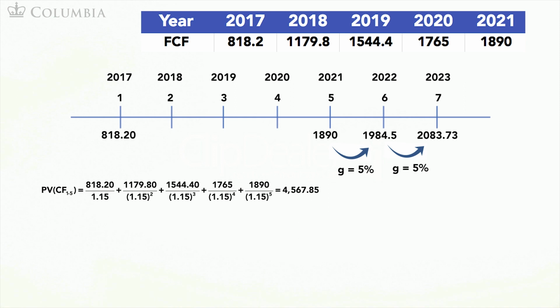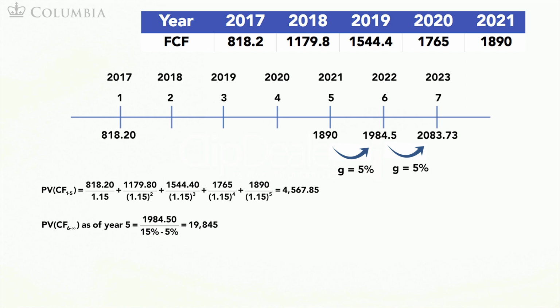Recall that the formula for the present value of a growing perpetuity is the first cash flow, in this case 1984.5, divided by the difference between the cost of capital and the growth rate, in this case 15% minus 5%, or 10%. This leads to a value of 19,845. We refer to this value as the residual value of the firm.